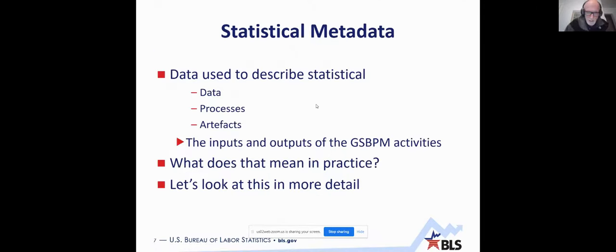So this leads us more to statistical metadata. The definition is essentially that statistical metadata is data used to describe statistical data, processes, and other artifacts. And these are the inputs and outputs of the activities or processes in the GSBPM. So let's look at what this means in practice and maybe look at it in a little bit more detail.